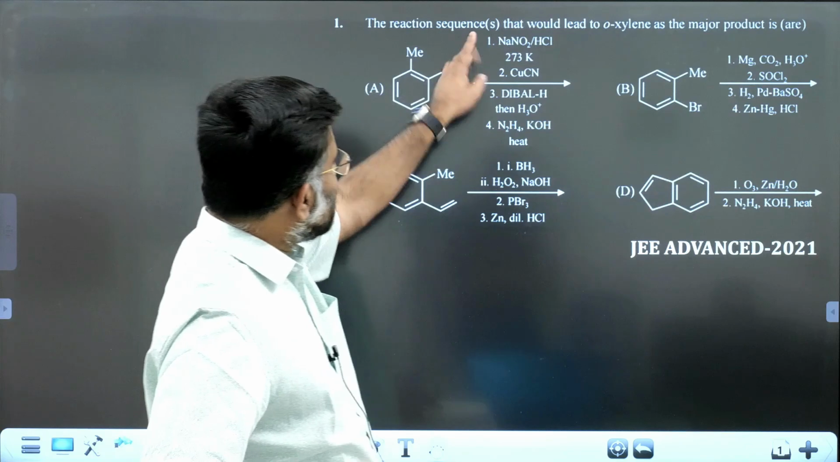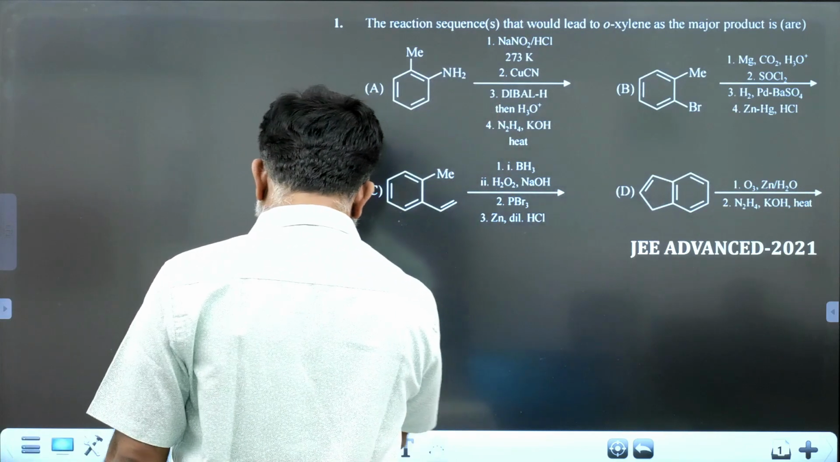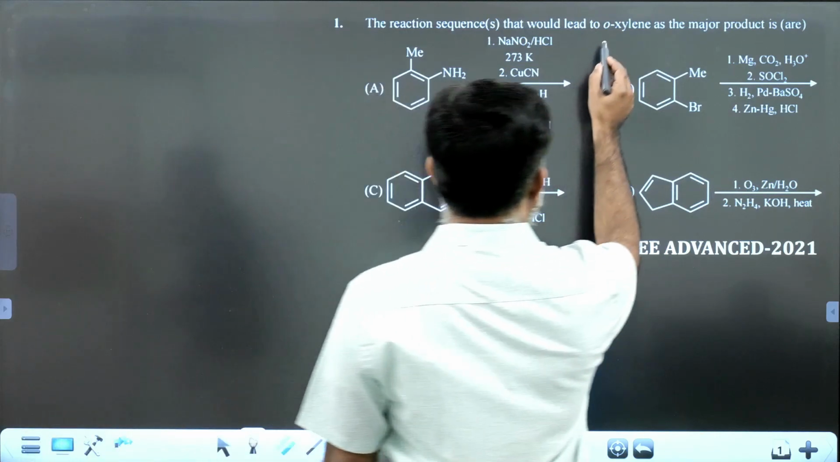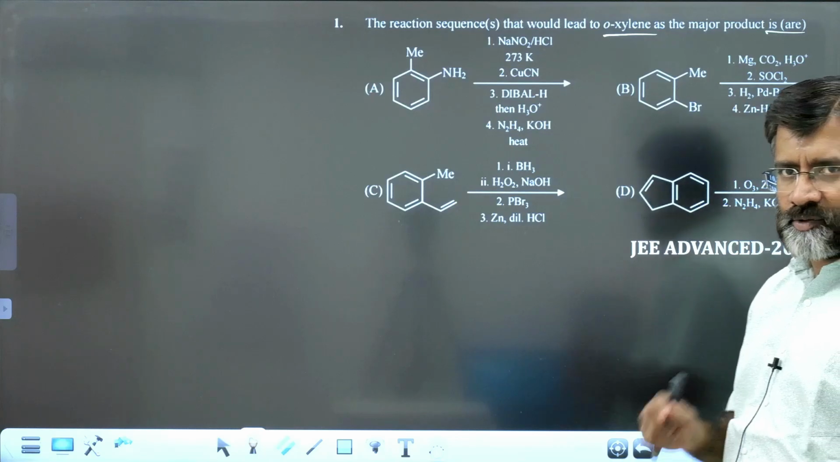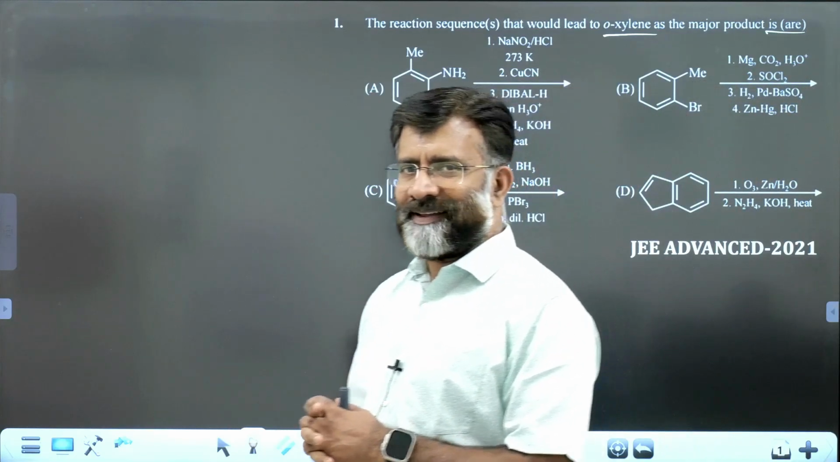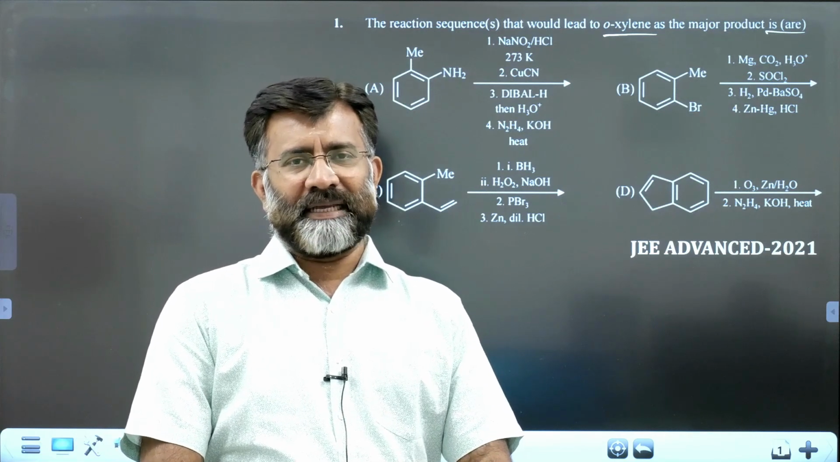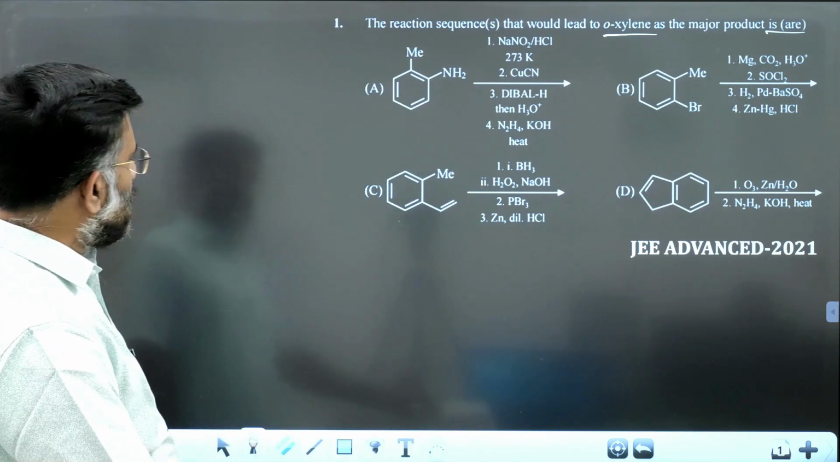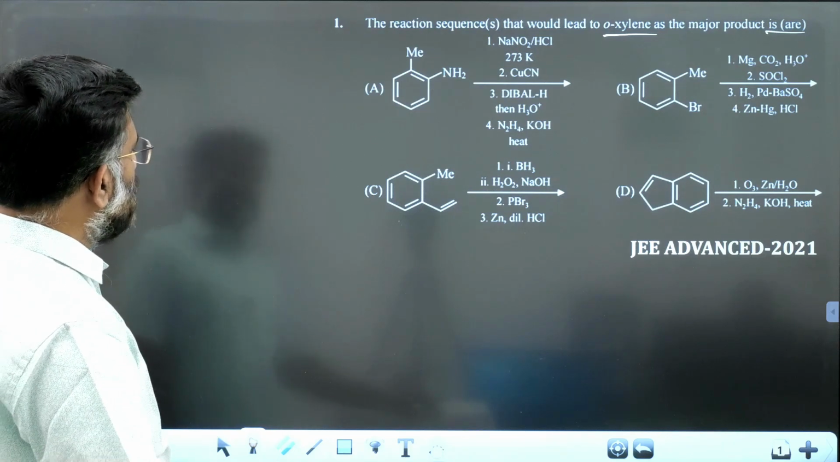There comes such a comment that would lead to orthoxylene as major product. So we want orthoxylene as major product. Which choices will satisfy that condition? Orthoxylene, all of you know, is 1,2-dimethylbenzene. From where can you get 1,2-dimethylbenzene? Let's see the first one.